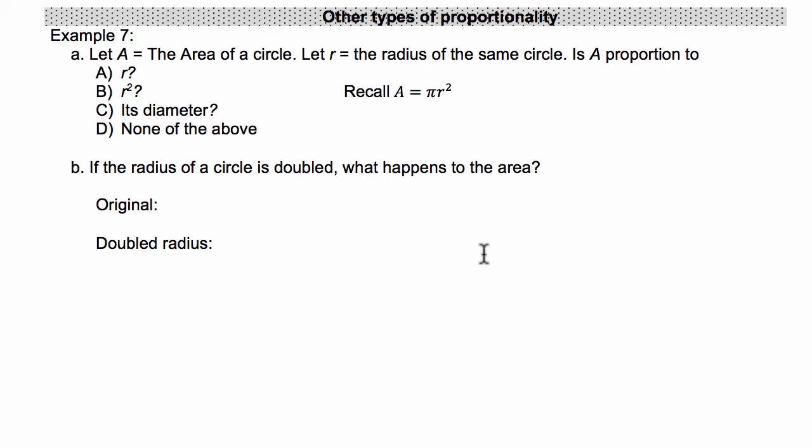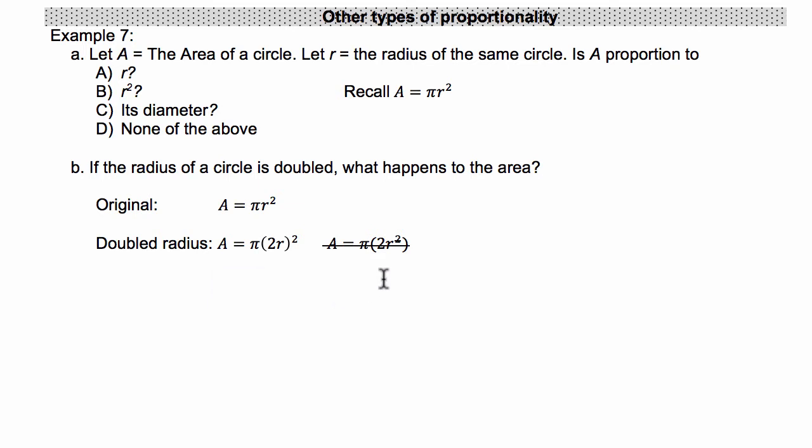Part B. If the radius of a circle is doubled, what happens to the area? Let's start with the formula that relates the radius of the circle to its area. We have A equals pi r squared. Now let's double the radius. Be careful with this. We want to double just the radius, not the square of the radius. That is, we want to multiply radius by 2 instead of multiplying the square of the radius by 2.